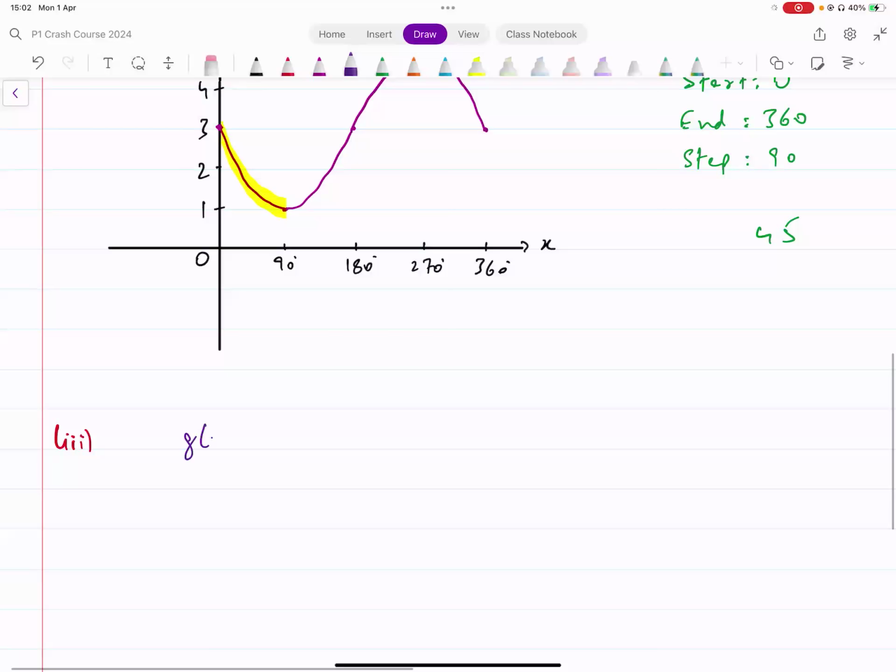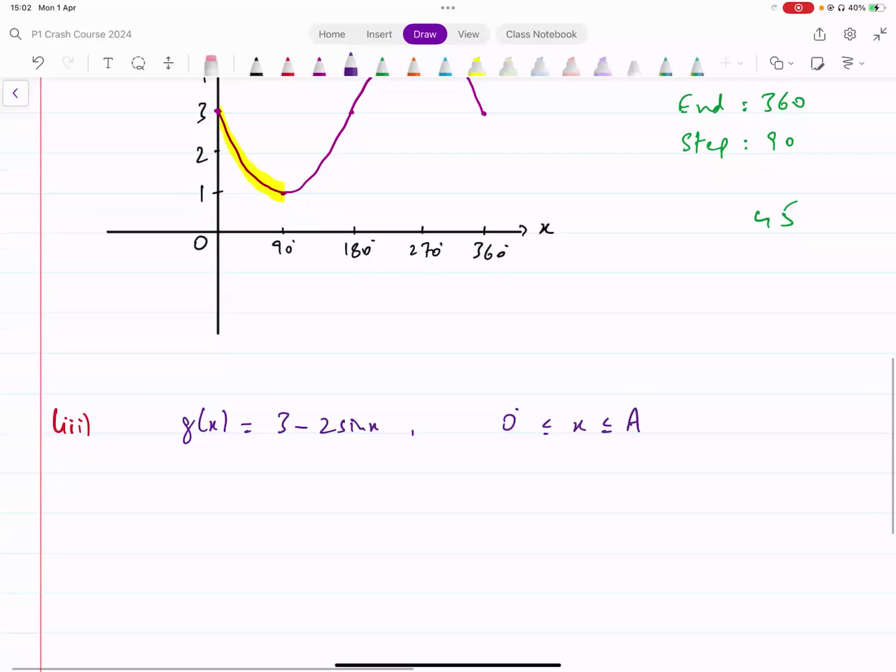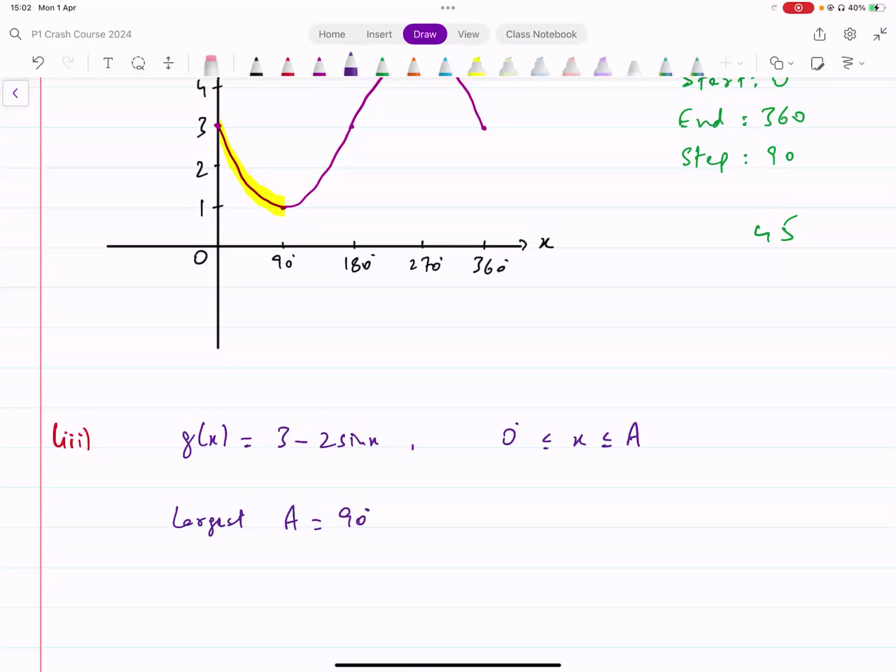What's g of x? g of x was 3 minus 2 sine x, right? And the domain given was from 0 to a. We say the largest possible value of a for which it would remain a one-to-one function is 90 degrees. You can't go beyond that, okay? If you were to stop before 90, that's also fine. For example, if you were to stop at this point, this is also one-to-one. However, that's not the largest value of a, right? You would get maybe like 45, 50 here. The largest possible value would be 90, okay?